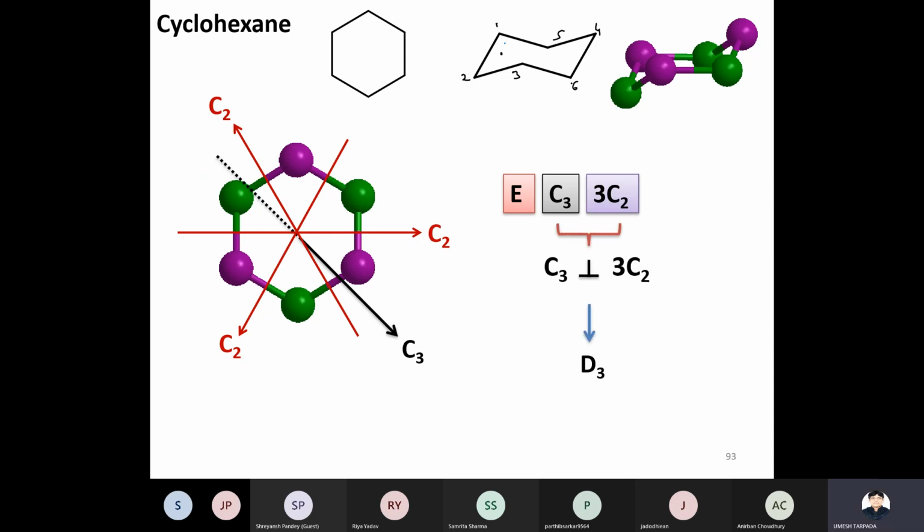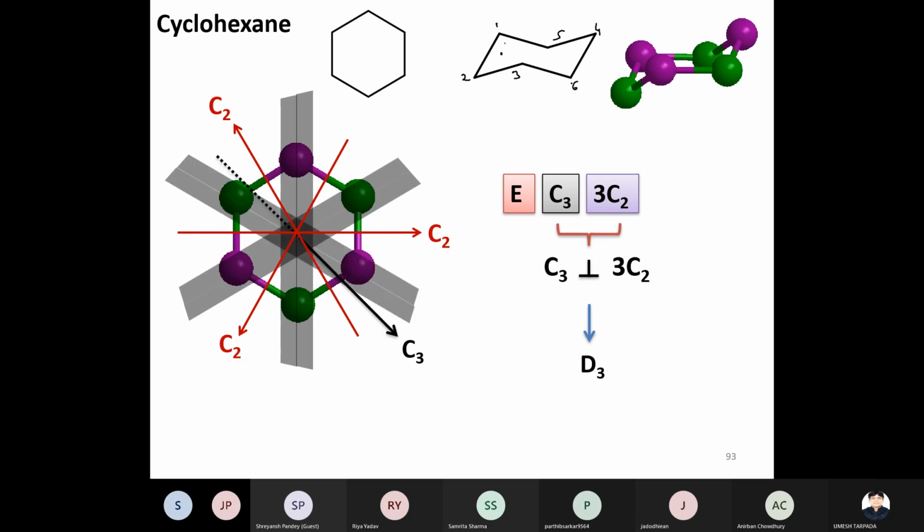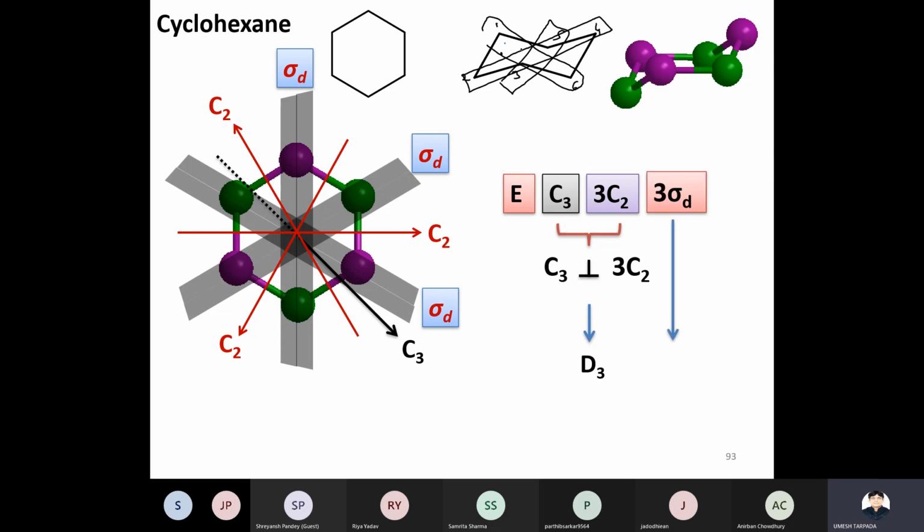And these are perpendicular to C3, so the symbol used is D3. You see these three are sigma d. This conformation is like two staggered type arrangement. Here sigma d is there, see, one is passing through 2 and 4. The second one is 1 and 6. Okay, so you can have a point group. The cross plane is diagonal, so its point group becomes D3.